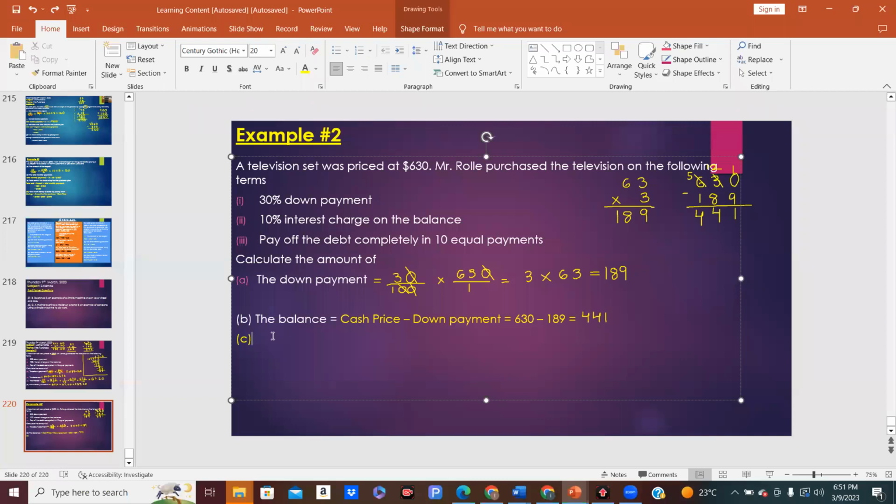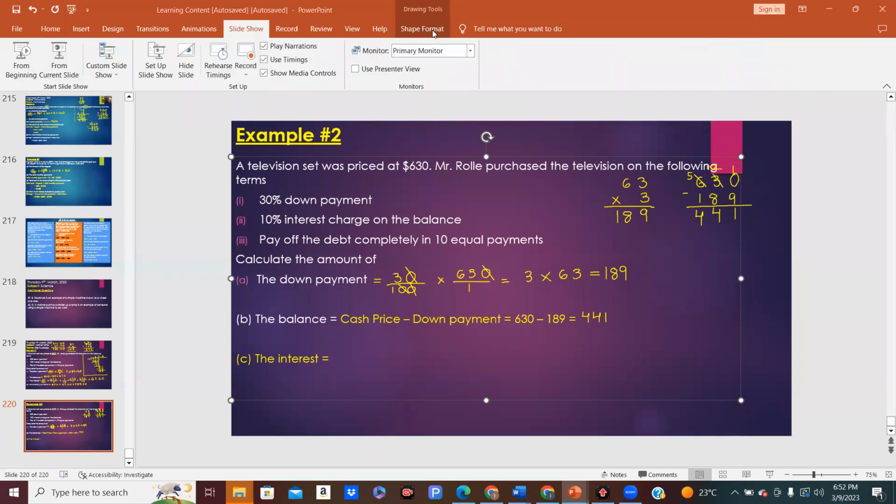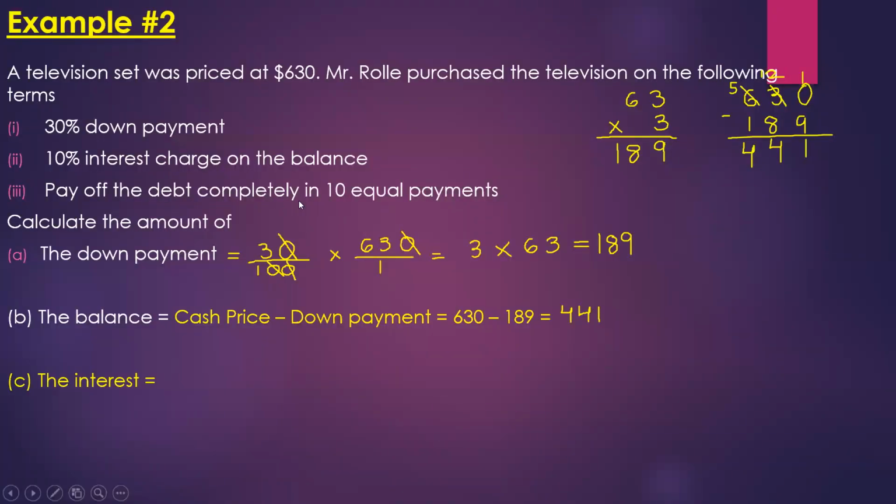Let's see. Now what we want for C is the interest. So here we want the interest. What is the interest going to be? 10 over 100 times 441 over 1. So we're doing 10% of our balance, right? As I said, 10% interest charge on the balance. We're going to do 10% of the balance.